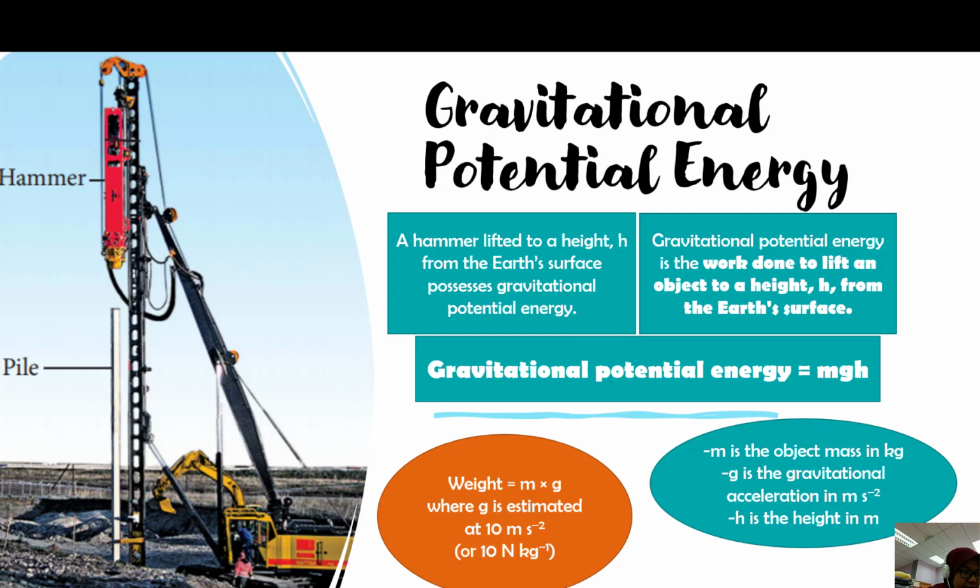In a pile driver shown in the diagram, a hammer is pulled upwards and then released to fall and hit a pile. So the force produced by the hammer in a vertical direction drives the pile into the ground. Tung, tung, tung, tung. So have you seen this? Okay.